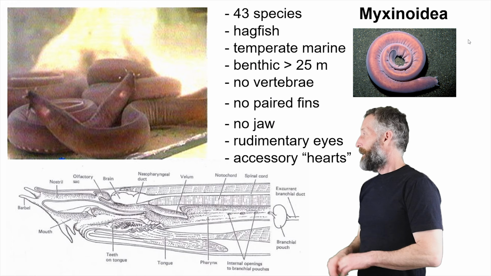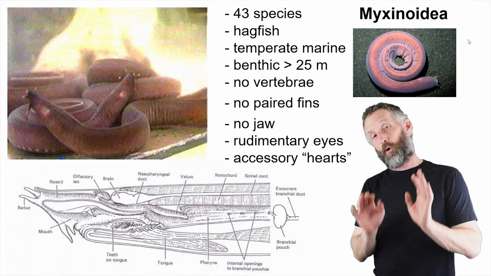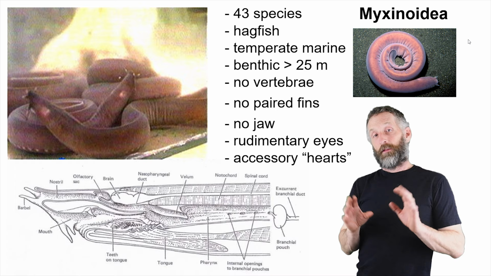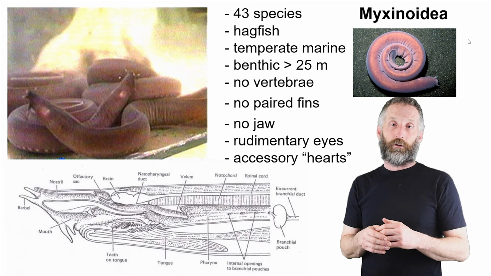Myxinoidea, super cool fish called the hagfish. There are multiple species, 43 species, and they're found in marine environments, temperate marine environments, normally on the benthos. They don't have vertebrae, as we described previously. They also don't have paired fins. Now, the reason why I'm explicitly mentioning this is that the evolution of paired fins is going to be a synapomorphy for some of the later groups.